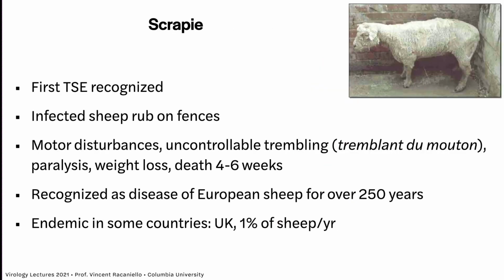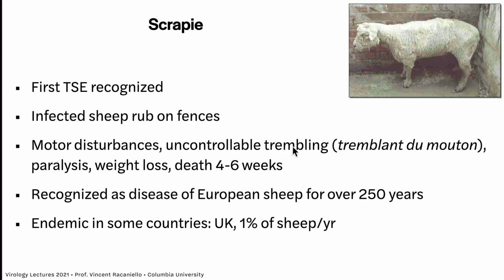The first TSE recognized was scrapie, and it was called scrapie because the sheep would scrape themselves or rub themselves on fences, and they would rub off their hair, as you can see here. The sheep would also develop motor disturbances, uncontrolled trembling.